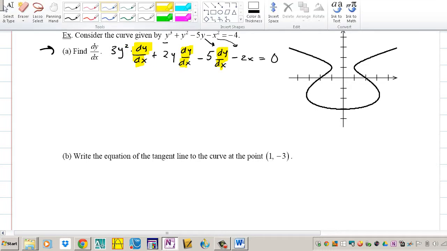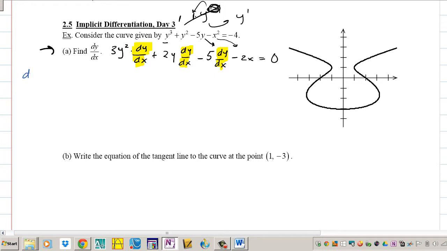So factor all these out. dy/dx times (3y squared plus 2y minus 5). And I'm going to do something here on the fly. It's a very poor job that I'm doing right now, so I'm going to squeeze in a step in between, so that it equals 2x on this side. Equals 2x.